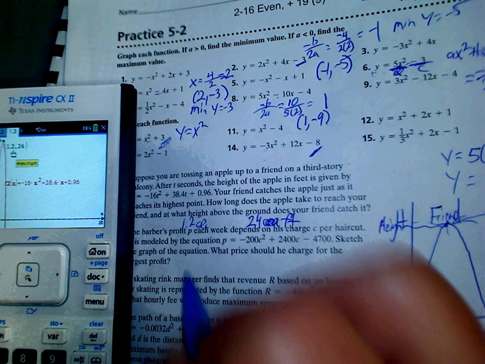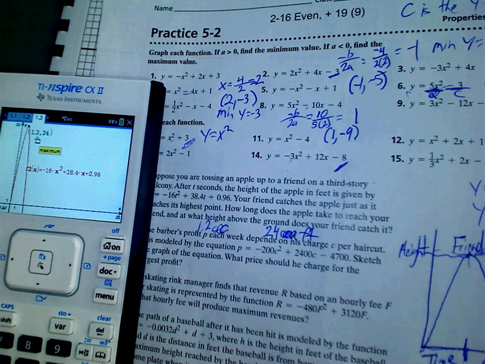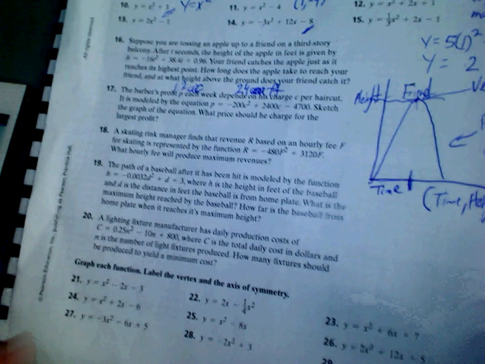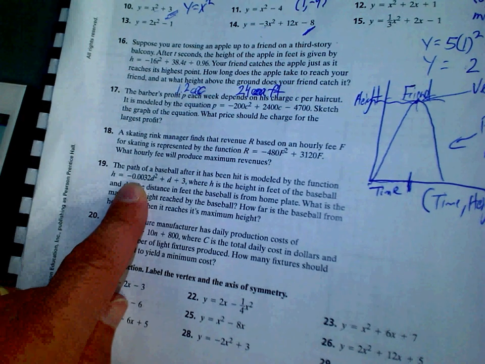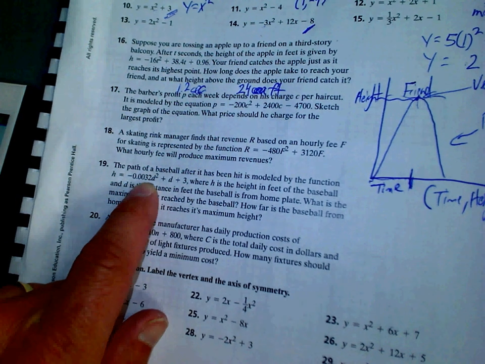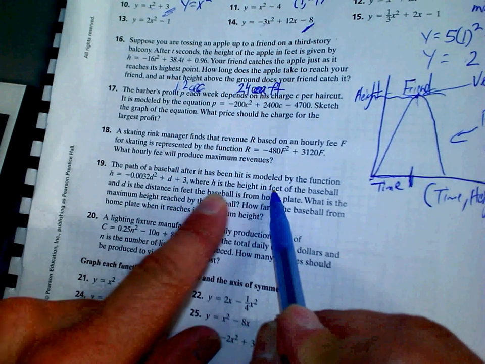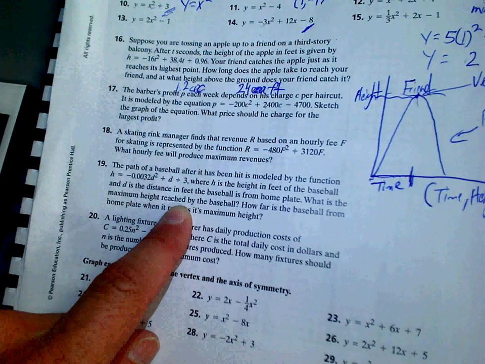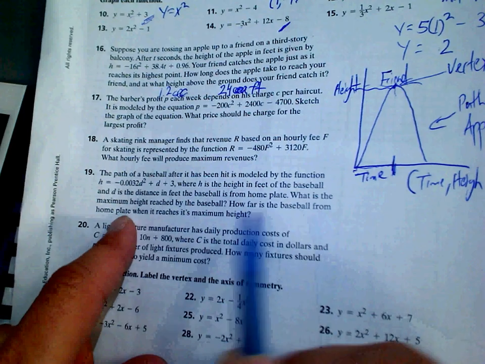There is a real-life example where a quadratic model fits. All right, last one. 19. Is it similar? The path of a baseball after it's been hit is modeled by the function. Oh, looky here. Baseballs being hit could be modeled by a quadratic function where h is the height. Height is the output of d, the distance it travels. So the farther it travels, as it's traveling, it's going up. And how far is the baseball from the home plate when it reaches its maximum height? What is the maximum height and how far?